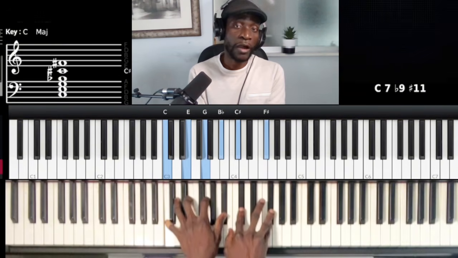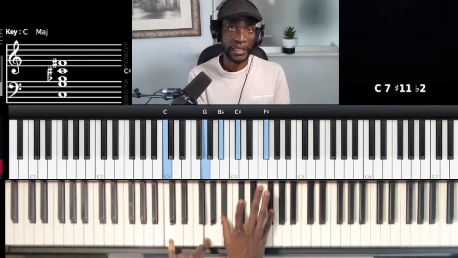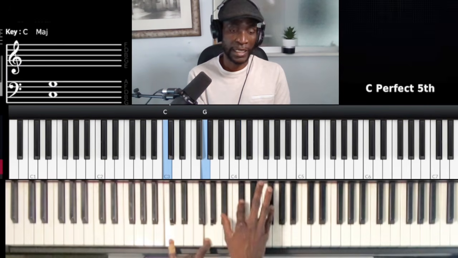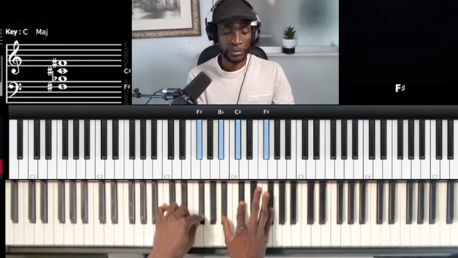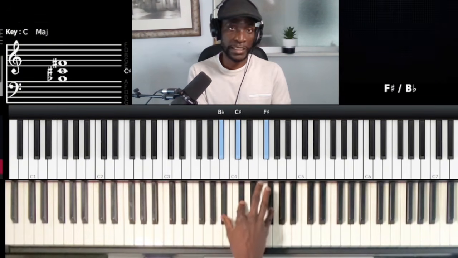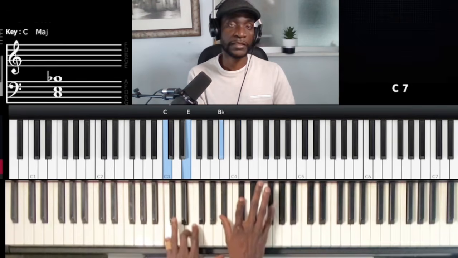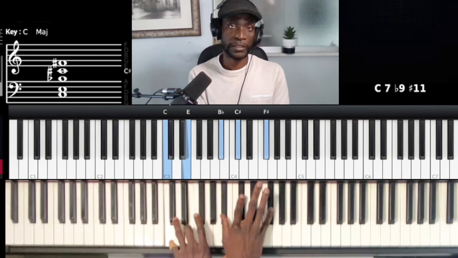Now, if you are following closely, you're going to find something pretty interesting that just happened here. This right here is an F sharp chord, because we have the B flat here in the right hand, and now we're left with C, E right here. So we have this chord right here.